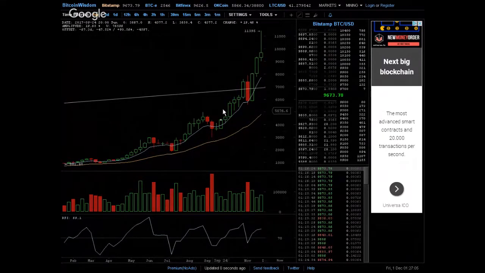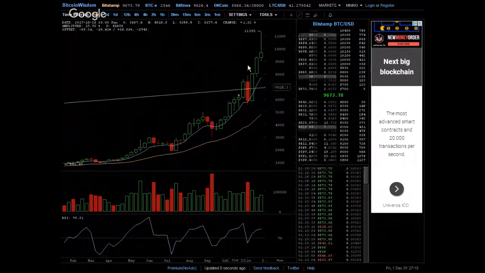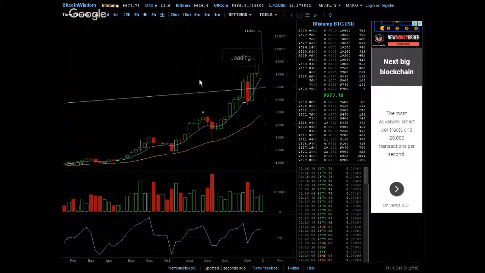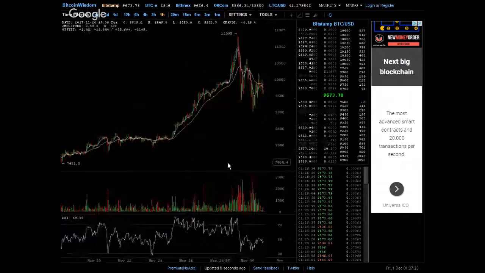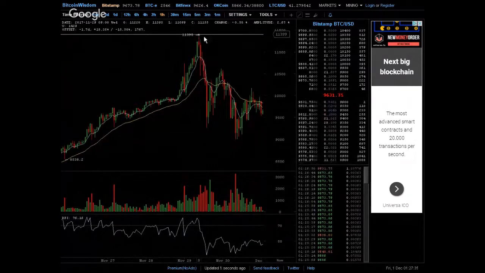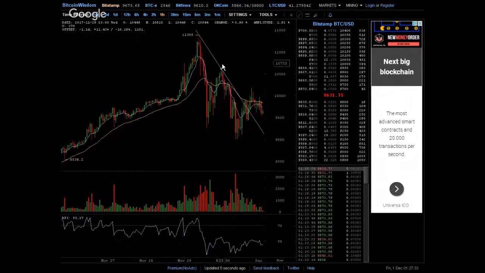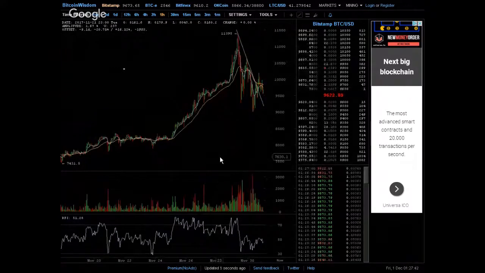All right, let's take a look at the hour. Let's see what we can look at from the hourly. Oh, man, that looks ugly. My original line, let me see what I put. My original line was from here to here. And so it's definitely gone lower.